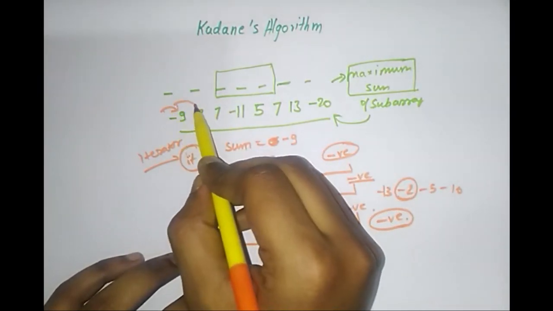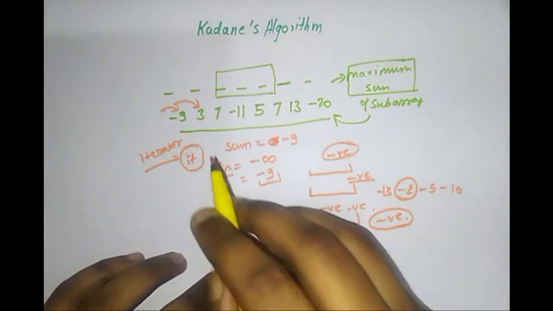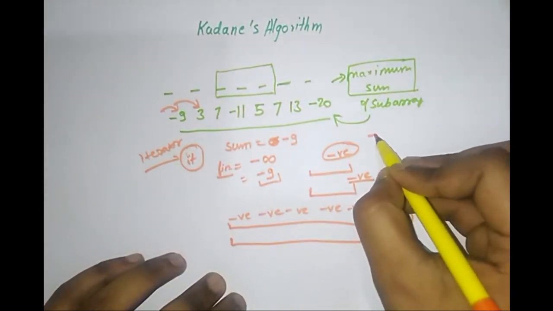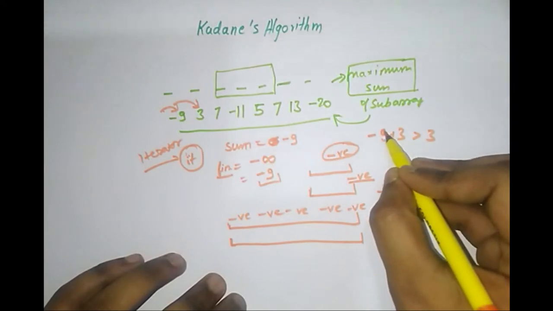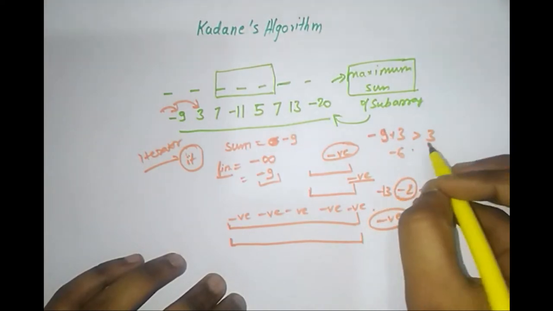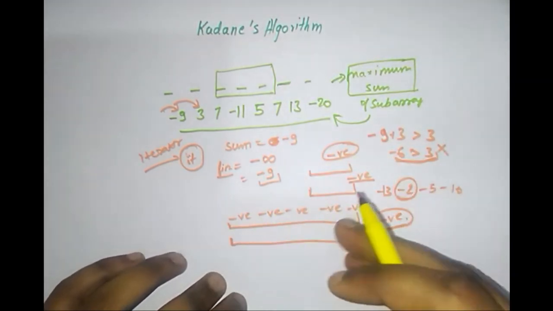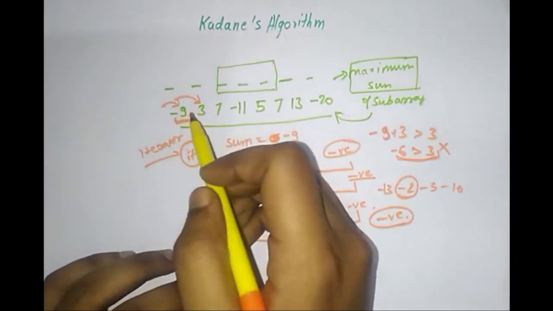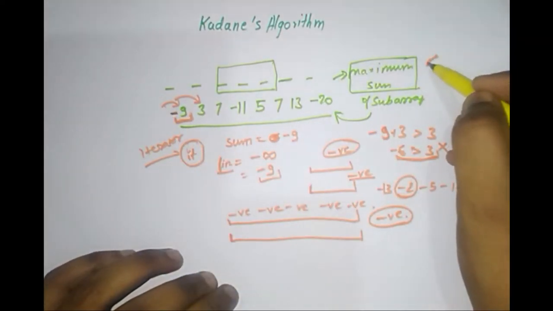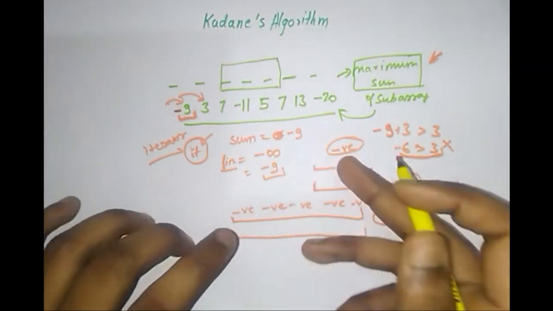Now -9 plus 3. Think, what is greater: -9 plus 3, or 3 alone? -9 plus 3 means -6. Is -6 greater than 3? It is false. So it means that we need to neglect this sub array. We need not consider -9 in our final maximum sum.